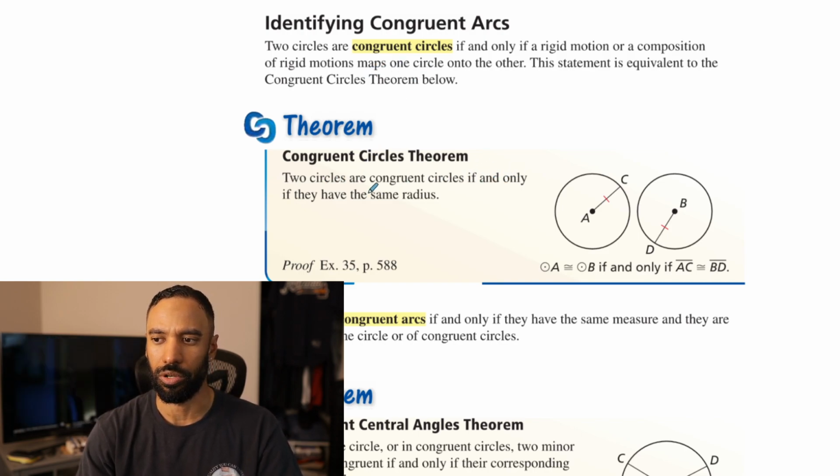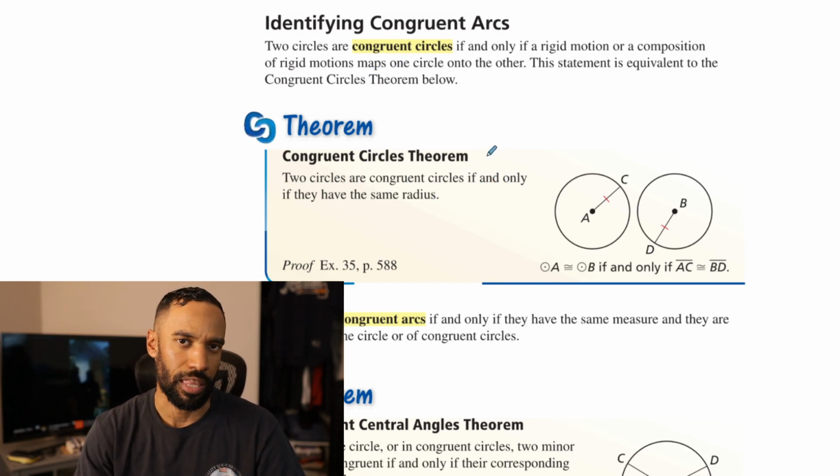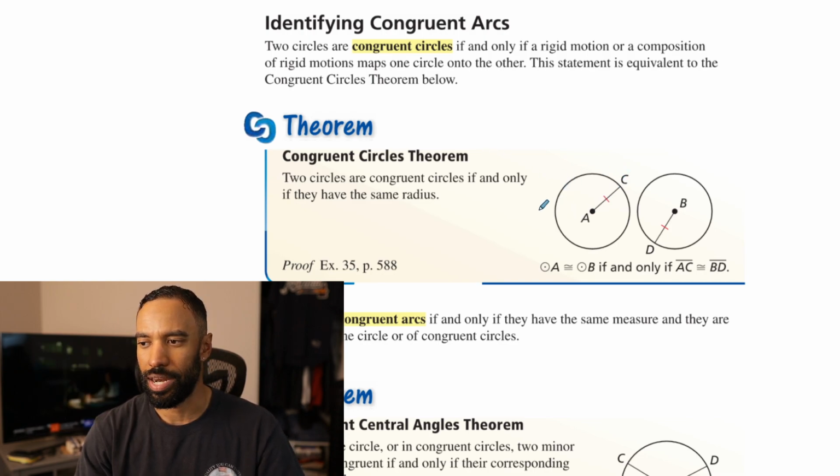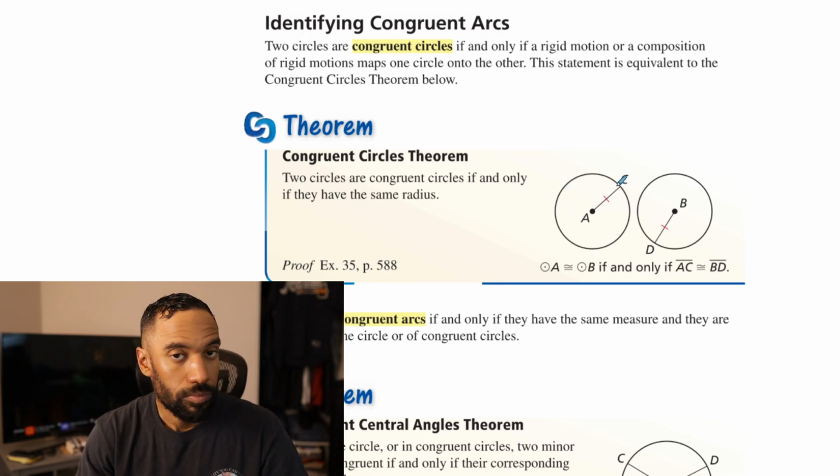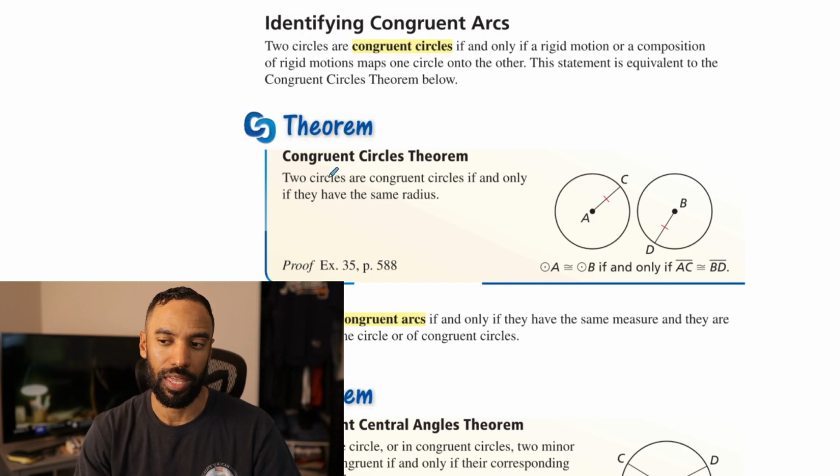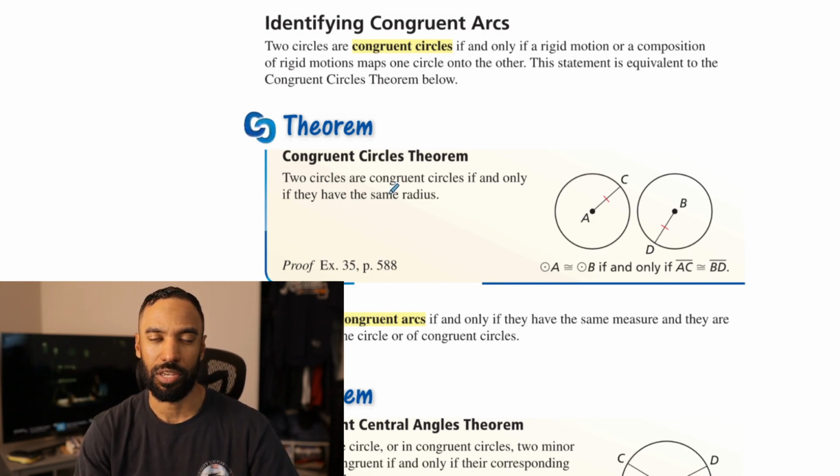Two circles are congruent circles if and only if they have the same radius. Well, yeah, that makes sense to me. Same size radius, same circle. And they say if and only if. So they're congruent if they have the same radius, and they have the same radius if they're congruent.